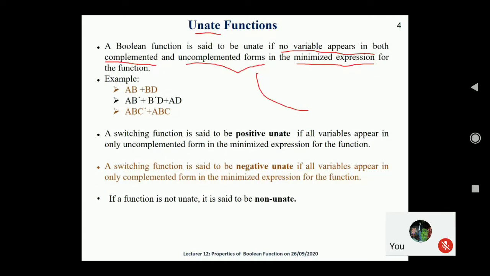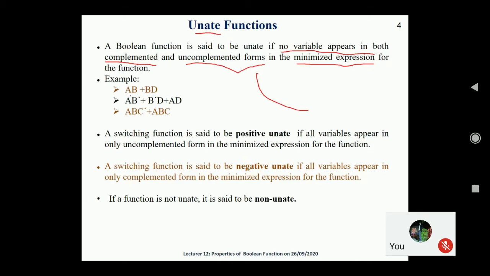Normally, if we have not minimized and we get this one, then we cannot say it is unit. So after minimizing, if we get only uncomplemented or only complemented form, then we call it a unit function. Suppose we give one particular example.